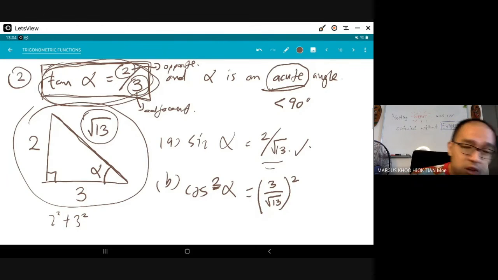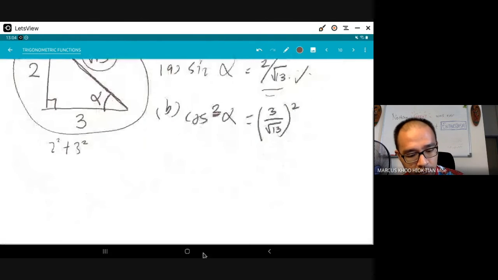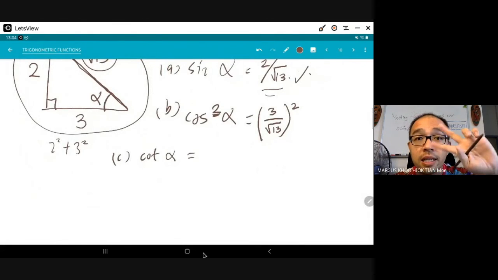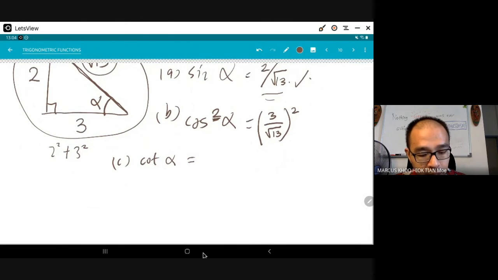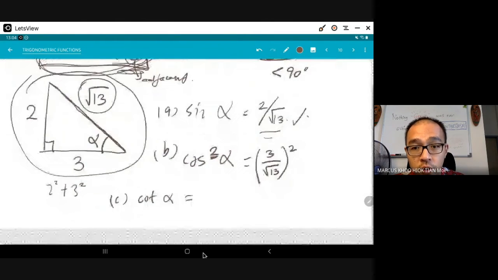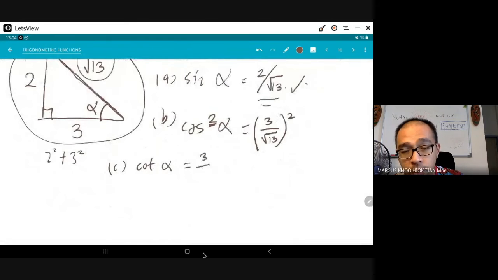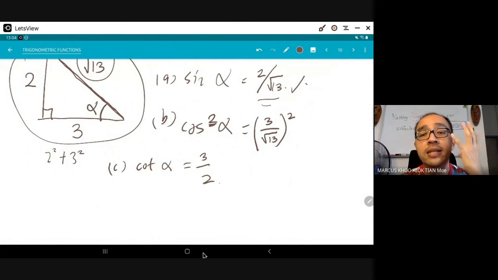Kejap. Cotangent alpha. Okay, C is cotangent alpha. Cotangent alpha is the terbalik of tangent alpha. So since tangent alpha is given as 2 over 3, cotangent alpha will be 3 over 2. Having this triangle is such a powerful tool. You can find anything. Anybody that throws anything your way, you can find it once you have all the values that you need.